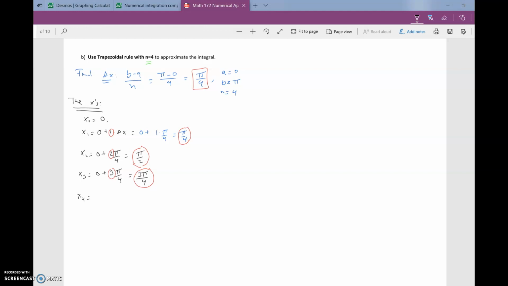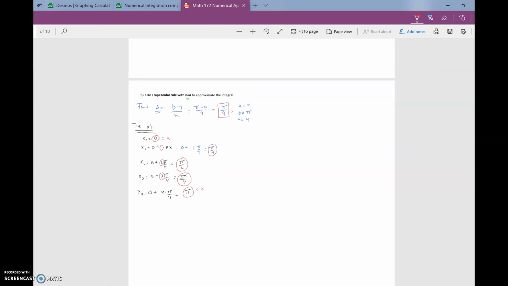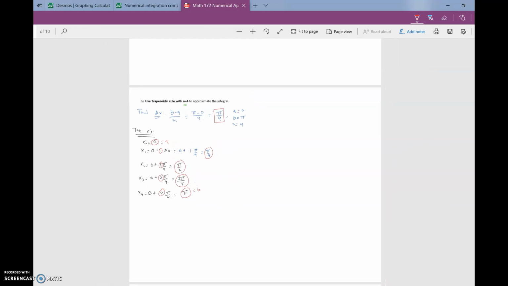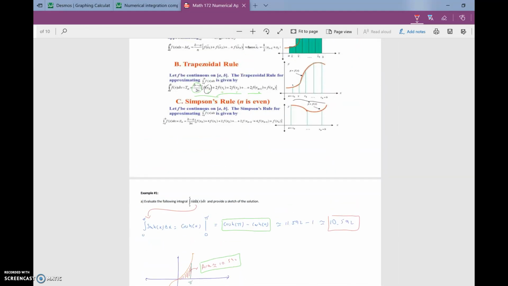So x of 4 is equal to 0 plus 4 times pi over 4, or your delta x, which is equal to pi. Now, this is how you know that you basically haven't made a mistake. Following the formula, it's basically going to give you all of the actual values starting at 0, which happens to be a, and you end up at b. So what that formula is actually doing is spacing out the x's. So we're talking about the spacing in here.